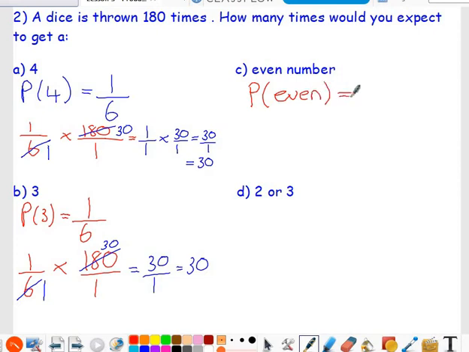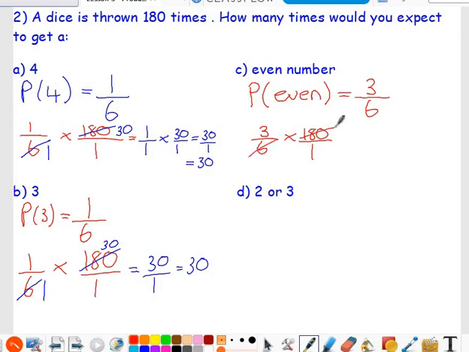We know we've got 2, 4 and 6, so there's 3 even numbers out of 6 possibilities. So the probability of it happening is 3/6 times by the amount of times we're repeating it, times by 180. Pop it over 1, and now we look for our cross cancels, where we can see we've got the same here with 6 and 180. There isn't any with 3 and 1 or any vertical.